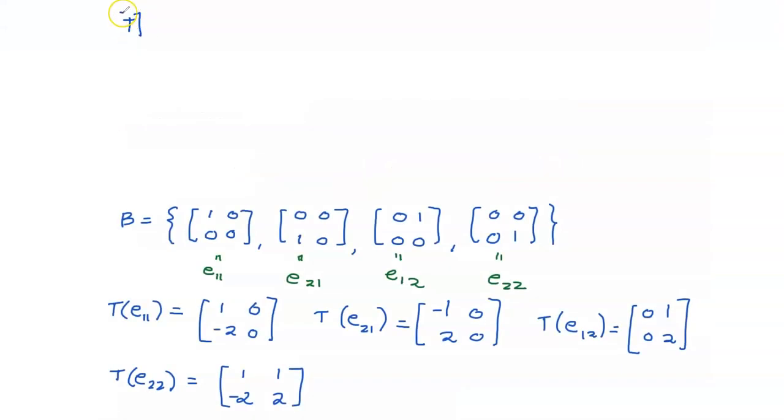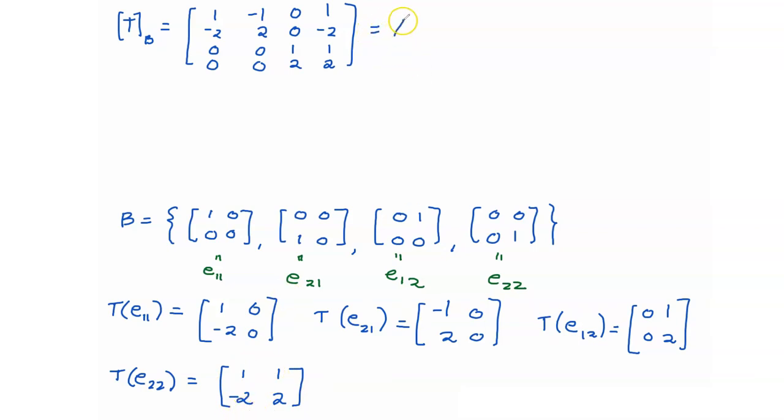What is now our matrix representation with respect to B? We just get the coordinate vector of this with respect to B. What is that coordinate vector? It's equal to 1, negative 2, 0, 0. Take note that it's as if you are just adding this column here. Again, because this matrix is equal to 1 times E11 minus 2 times E21 plus 0 E12 plus 0 E22. So for the second column, you have negative 1, 2, 0, 0. For the third column, you have 0, 0, 1, 2. And lastly, you have 1, negative 2, 1, 2. Again, I am turning this 2x2 matrix into a column by putting the second column at the end of the first column. Let me now call this A.